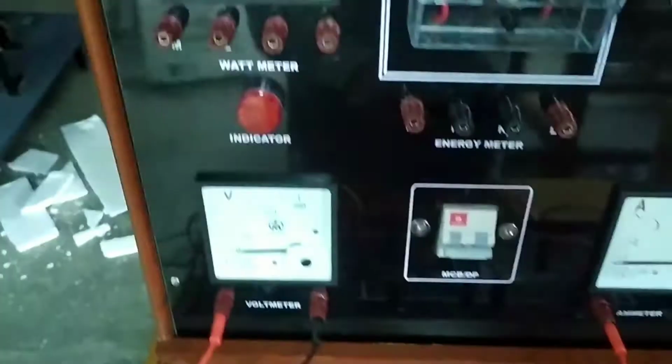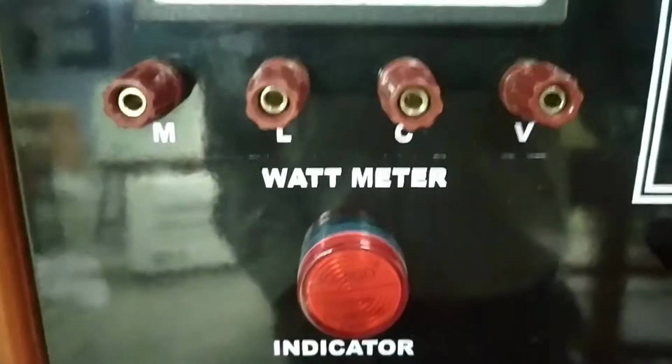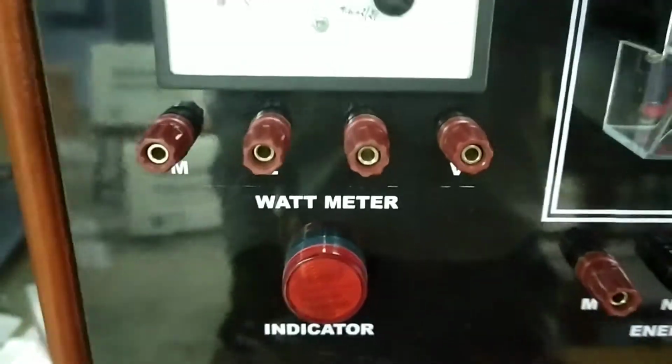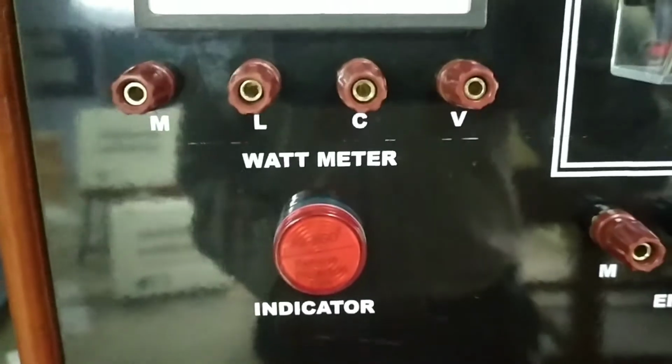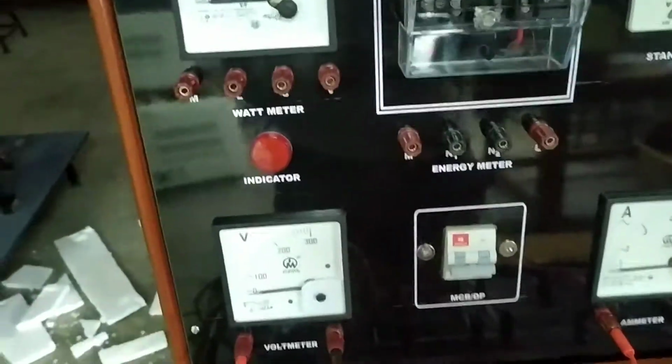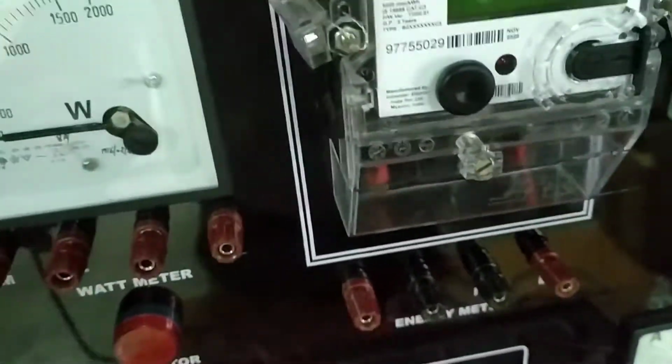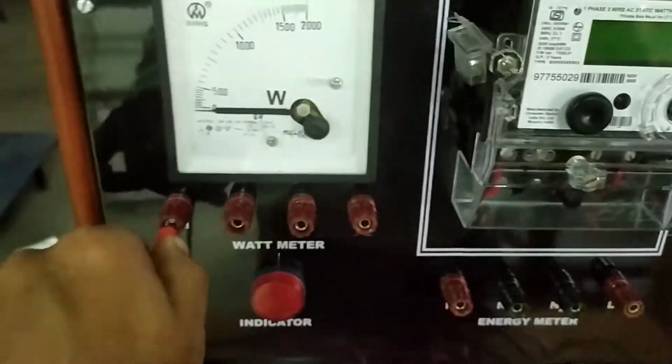Say wattmeter connections are there. In this there are 4 points, MLCV. M stands for the main, L stands for the line, C stands for the common, and V is the voltage terminal. So you have to connect the M and C, M and L. Sorry, you have to connect this M point.